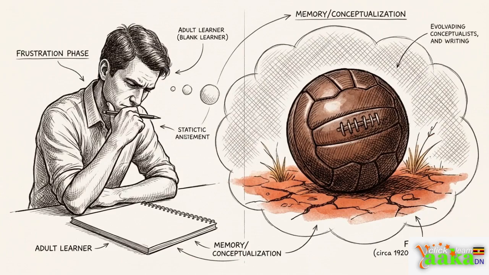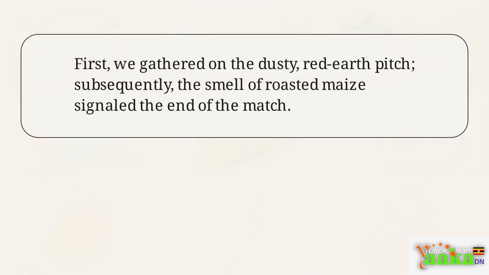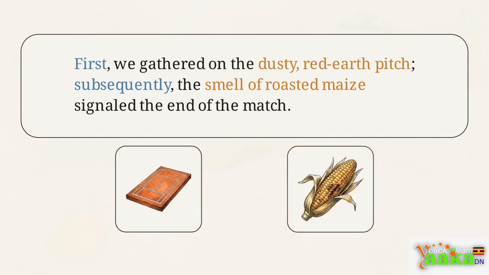Let's apply this by upgrading a typical baseline sentence. Imagine you start with a simple prompt, "I remember playing football in the village." We can improve the sequence by adding clear transition words and sensory details. Now it reads, "First, we gathered on the dusty red earth pitch. Subsequently, the smell of roasted maize signaled the end of the match." We have established a chronological order and distinct texture.